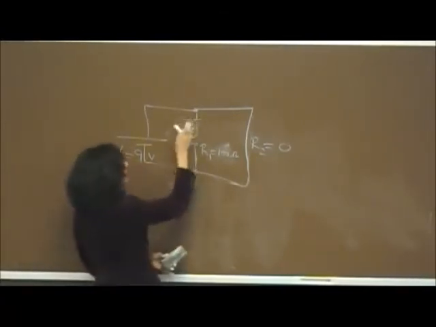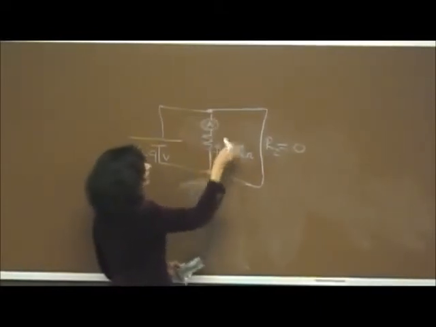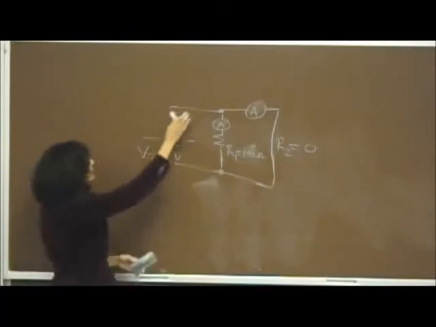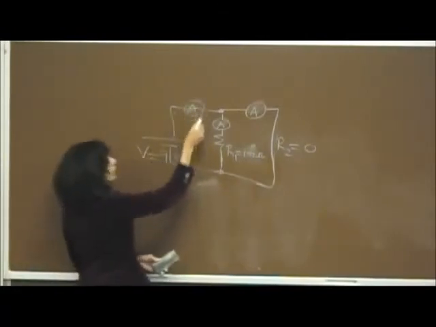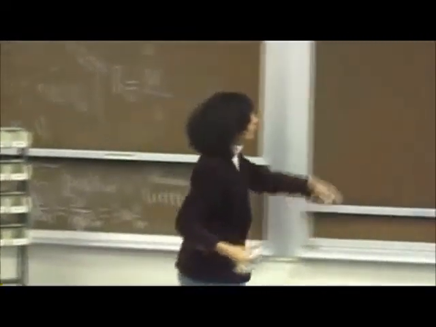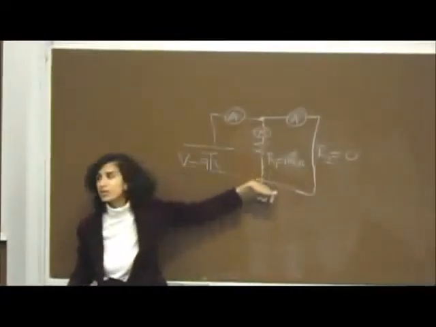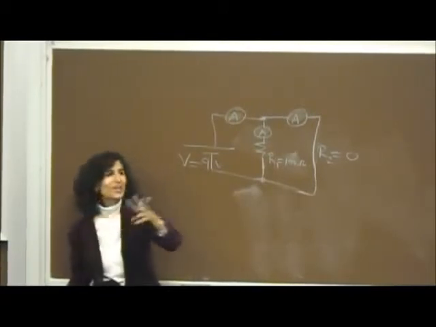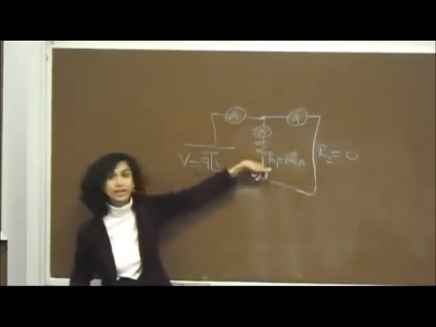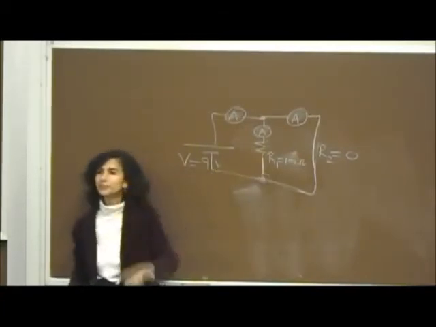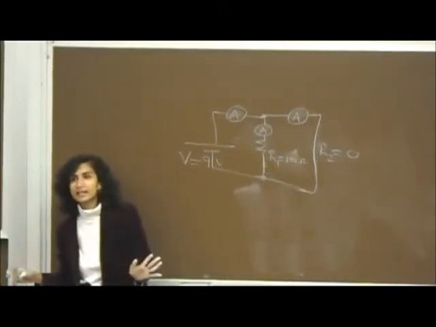Suppose I put an ammeter here, and an ammeter here, and an ammeter here. What will those 3 ammeters read? Go ahead. First of all, tell me what will happen to the current in this branch? Anybody want to answer what will happen to the current in the branch R1? Go ahead. There isn't any current.